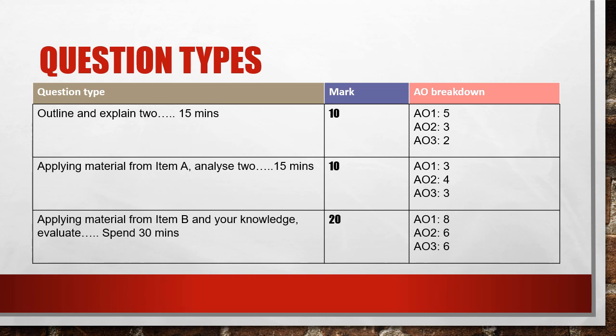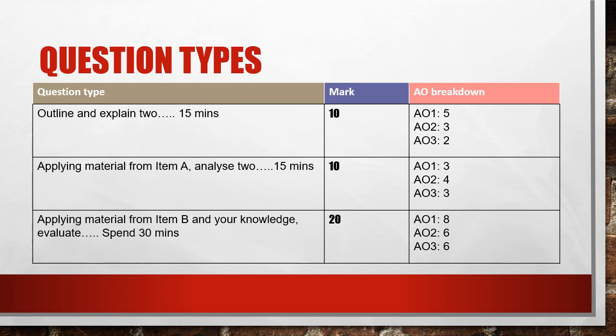Now, if you look at the 10 markers, you can see that they're asking you to explain 2 things. So divide that 15 minutes up into 7.5 minutes per explanation point. That way you give yourself the maximum amount of time that you possibly can to spend on explaining and developing those points. The next thing that's really worth looking at, and you'll see on this PowerPoint, is the AO breakdown.